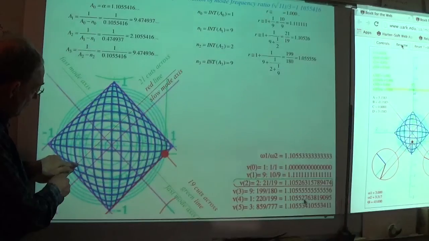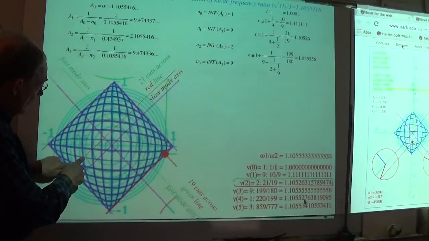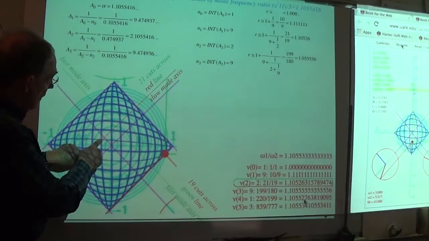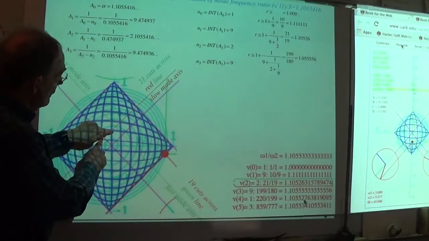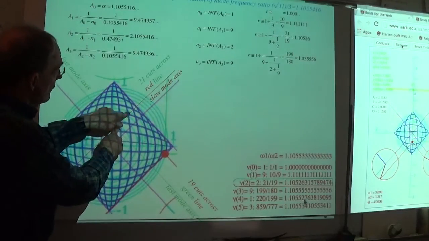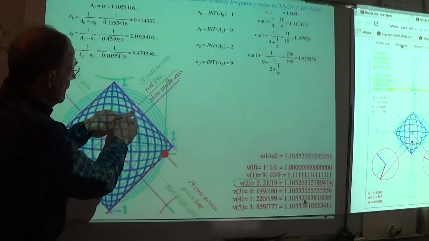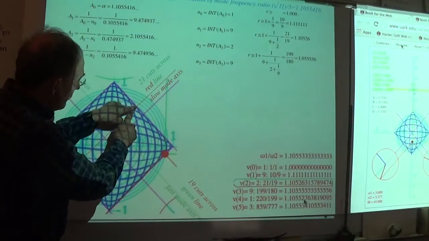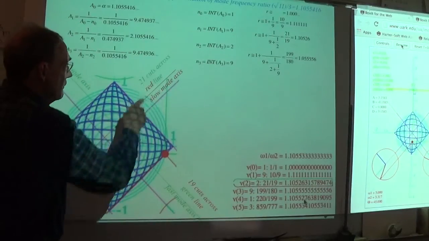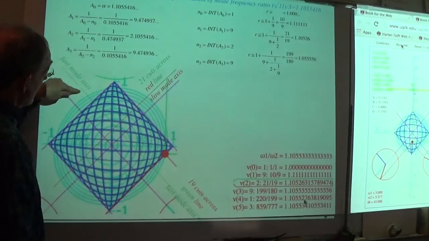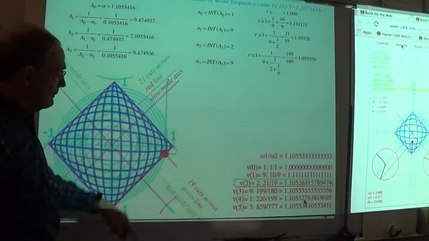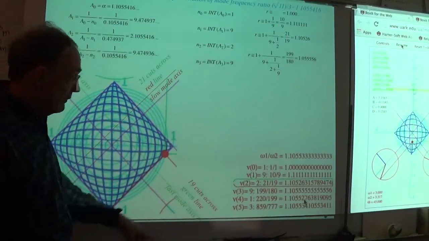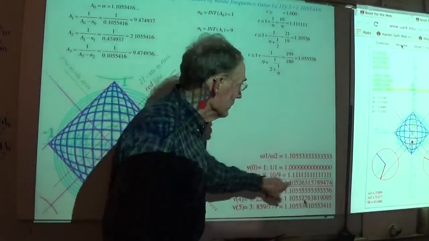That's 1, 2, 3, 4, 5, 6, 7, 8, 9, 10, 11, 12, 13, 14, 15, 16, 17, 18, 19, 20, 21. There are 2 ones there. So there's 21 cuts across this one, while this one is only doing, and you can count them yourself, 19. So that is this particular continued fraction.